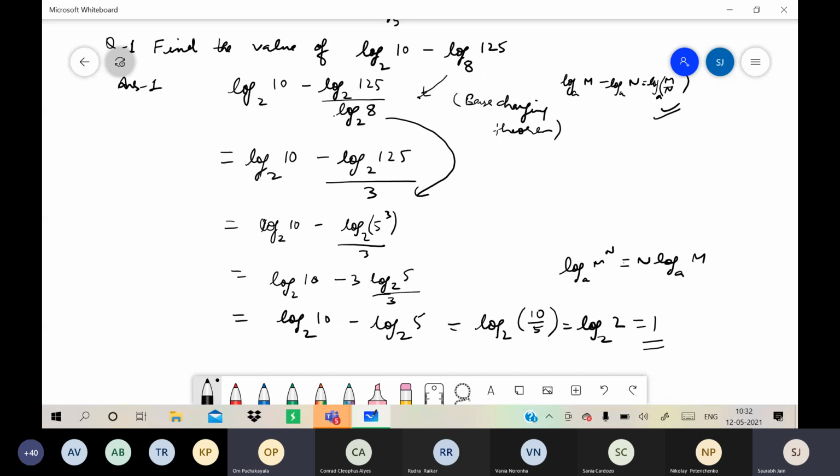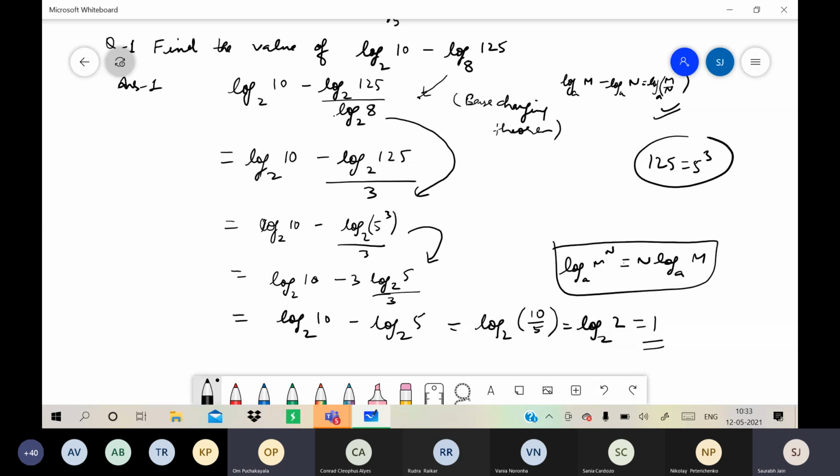Then in the third step, in place of 125 I am writing 5 cube. Okay. You know that 125 can be written as 5 cube. Yes. Then from here to here, that is second last step here, I can write 3 in front of log. Why? See this property in the box. Power can be written in front, right? Yes. Then next step this will be cancelled, correct? Yes. And then from here to here, you will use this property of minus. Log m minus log n, correct?